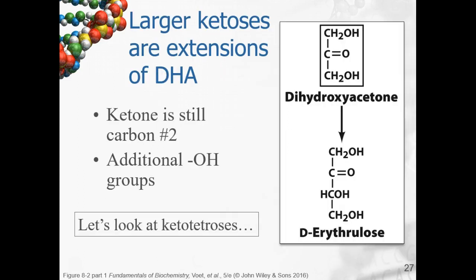Just as we saw with the aldoses, larger ketoses are extensions of dihydroxyacetone. So we still draw it the same way. Carbon number 1 is CH2OH, carbon number 2 is C double bond O, but then we add other carbons. So we have more OH groups. So let's look at the ketotetroses. That's D-erythrulose.